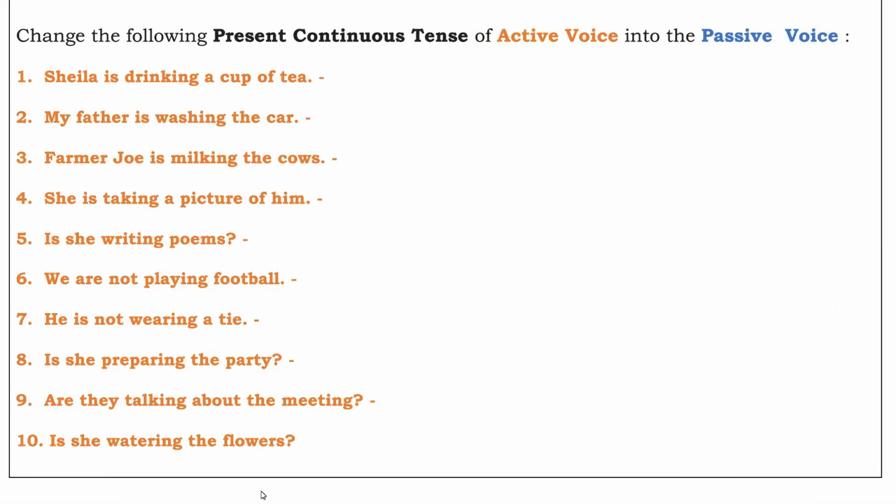Now on the next slide I have some exercises for you to do. Change the following present continuous tense of active voice into its passive form. I'll do number 1 for you. Sheila is drinking a cup of tea. A cup of tea is the object. Object will come first. And this is your answer: A cup of tea is being drunk by Sheila. Drinking, first form ing, will change into its third form, drunk.